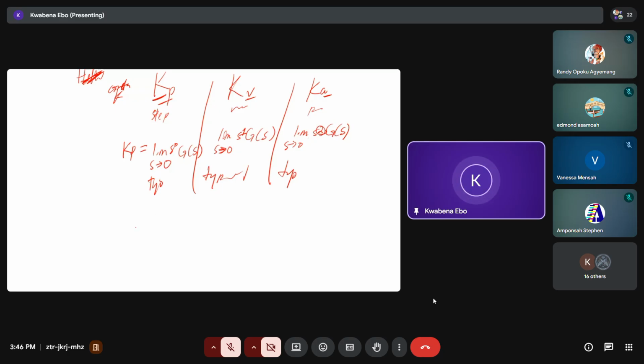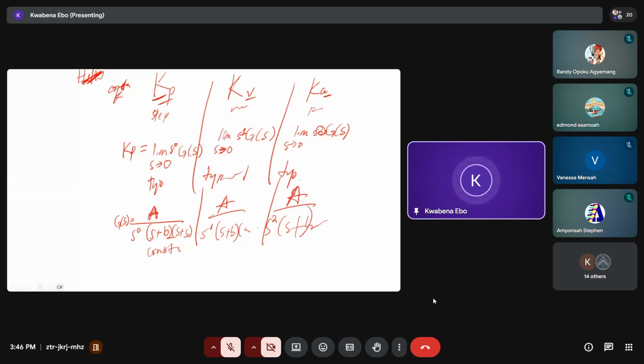And then before we continue, remember that a type 0 system is just a system with forward transfer function G(s) equals, let's say, A, where A is any expression you can think of, over s to the power 0 multiplying (s plus B)(s plus C)..., where B, C, and the others are constants. For a type 1 it is A over s to the power 1 multiplying (s plus B)(s plus C)... Type 2, A over s to the power 2 multiplying (s plus...), and so on.